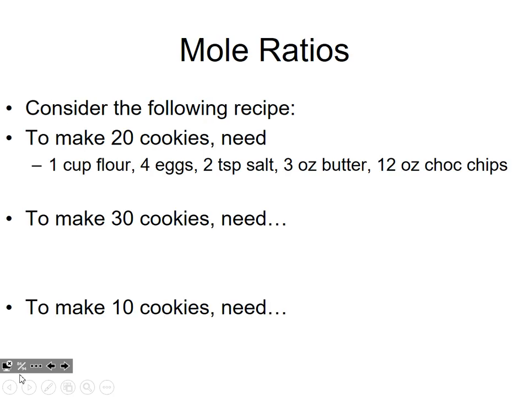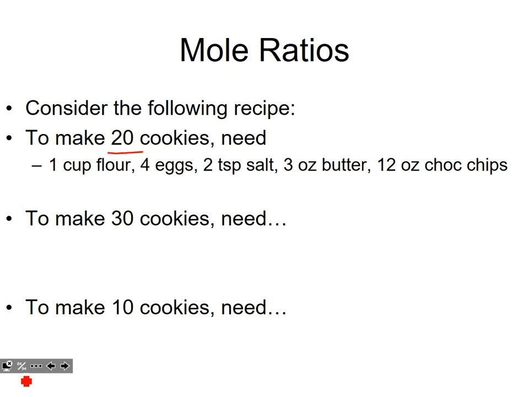To introduce this idea, I want you to think about this recipe. So we want to make 20 cookies, and for that we need 1 cup of flour, 4 cups of eggs, 2 teaspoons of salt, 3 ounces of butter, and 12 ounces of chocolate chips. But what if you don't want to make 20 cookies? What if there's more than 20 people in your class, right? What if we're talking about our Regents chemistry classes that are larger than 20 people and we want to make 30 cookies instead? Well, now you've got to change your recipe. You can't use the same amounts, but you need to use the same proportions.